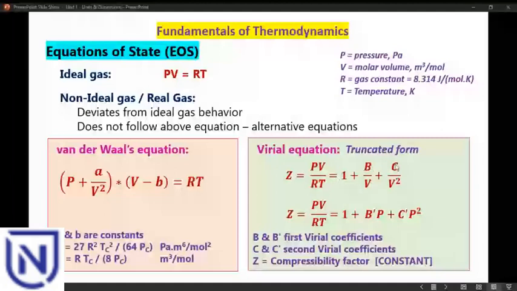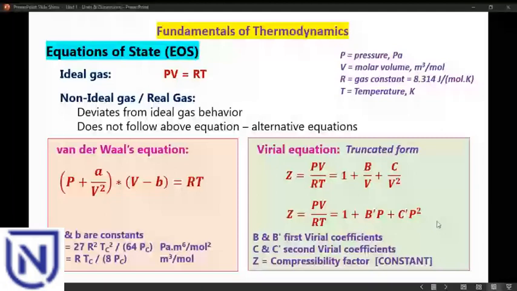Now when you write this equation with B and C or B dash or C dash, when I solve the numerical, you will get to know, you will not be told which equation of the two you have to use. One side is PV by RT, on the other side it is 1 plus these terms, which you have to use based on the unit of B or B dash, C or C dash. A constant will be given to you, and based on its unit, you should be able to identify which equation should be used.